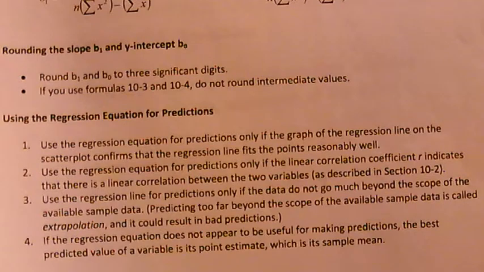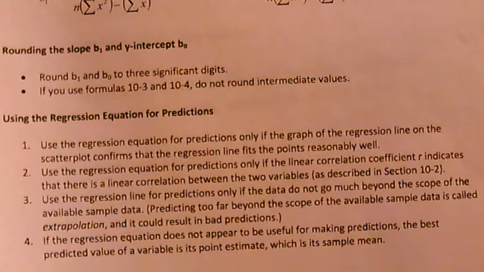Use the regression equation for predictions only if the graph of the regression line on the scatter plot confirms that the regression line fits the points reasonably well. And also use the regression equation for predictions only if the linear correlation coefficient indicates that there is a linear correlation between the 2 variables, as described in the last video.